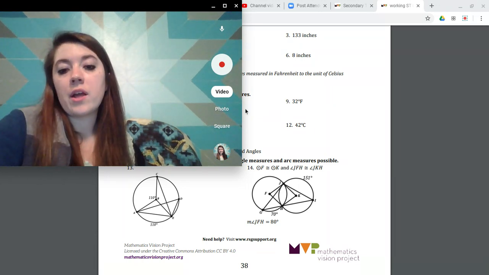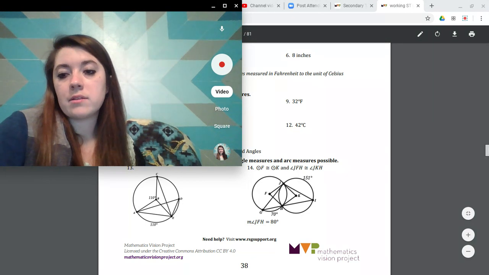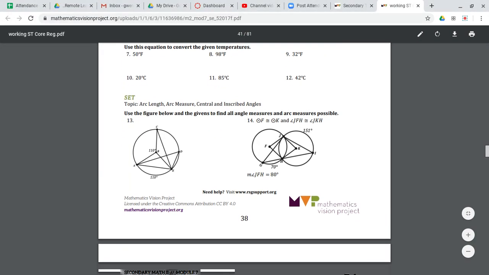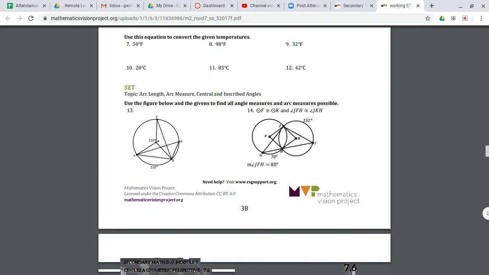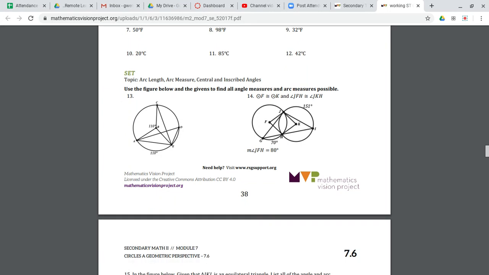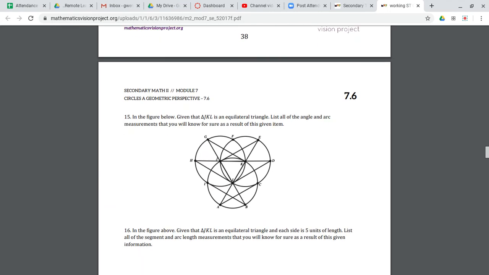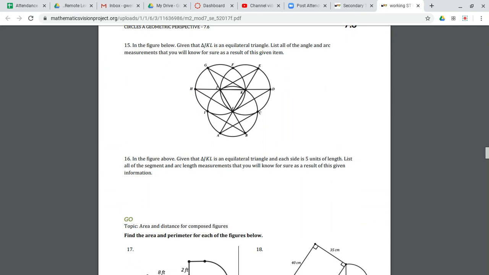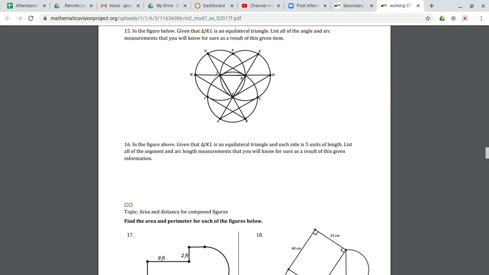All right, so that's what you're looking at with that section, is looking at those arc lengths, arc measures. Remember, arc measure is your keyword for this lesson, and central and inscribed angles. Now, for 15, yes, I'm going to be nice and do 15 with you guys. You're welcome.